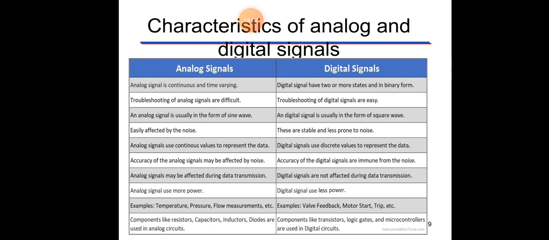Next point says that accuracy of the analog signal may be affected by noise. Okay, so if the signal gets affected or includes some distortion, some noise, then the accuracy of that signal may vary from the original signal. And the accuracy of the digital signals is immune to noise. As the value of this digital signal is either 0 or 1, there is very little chance to introduce noise.